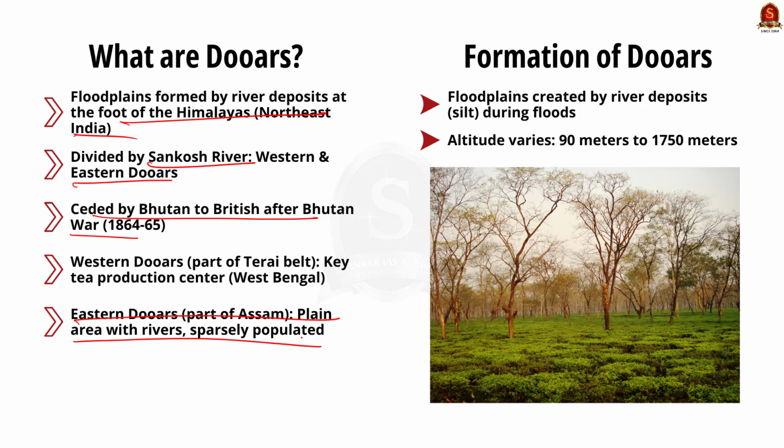The western Duars lies in the northern West Bengal state and is a portion of Terai, a lowland belt linking the Himalayas and the plain region. The western Duars is an important center of the tea industry. Now let us see how they are formed.